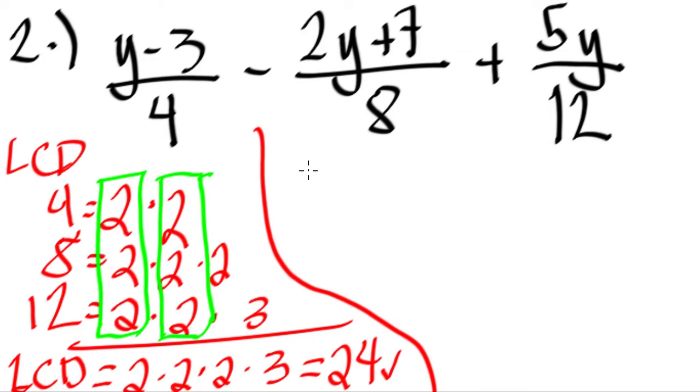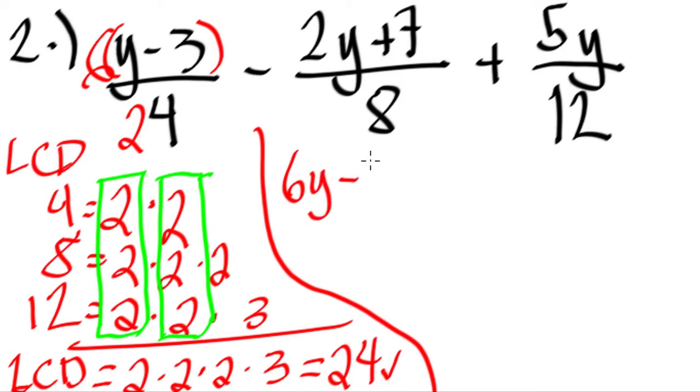So we have 24 divided by 4. What's the answer? Obviously, it's going to give us 6. Multiply this 6 to the numerator. Imagine a 6 here to make this 24. So 6 times y is going to give us 6y, and 6 times minus 3 is going to give us minus 18, all over 24.